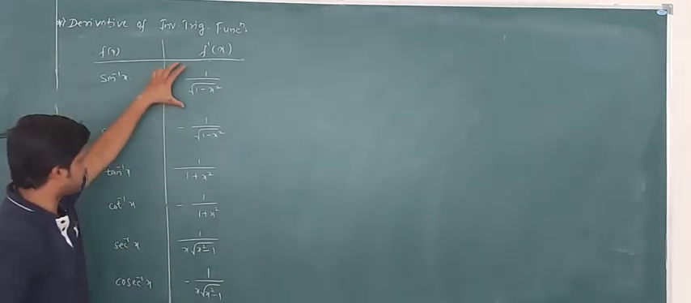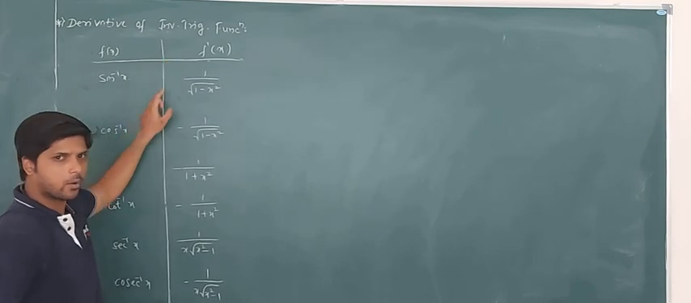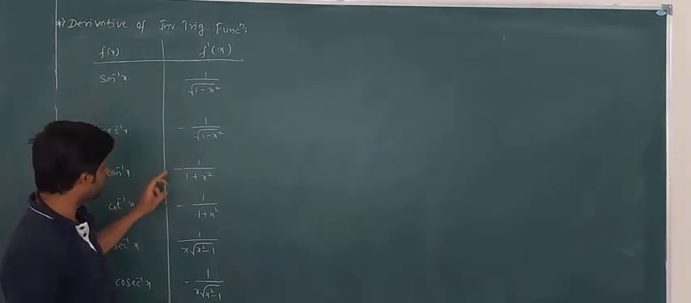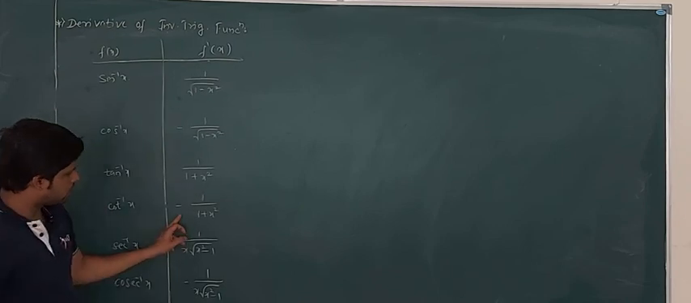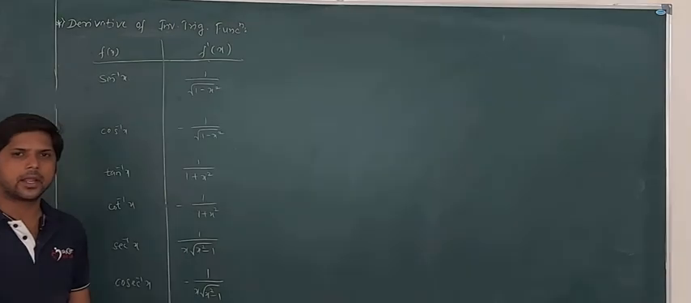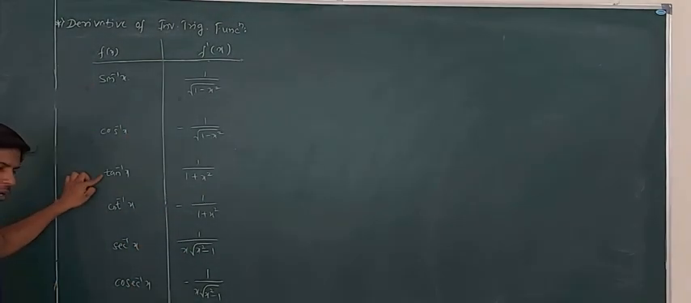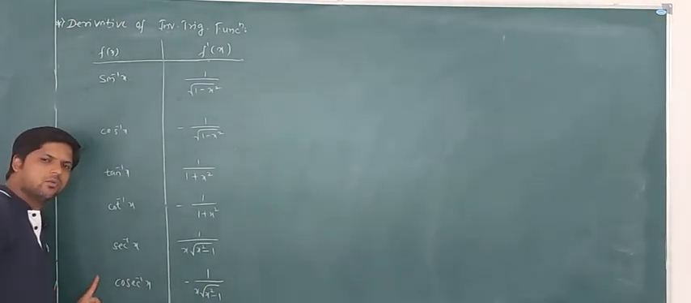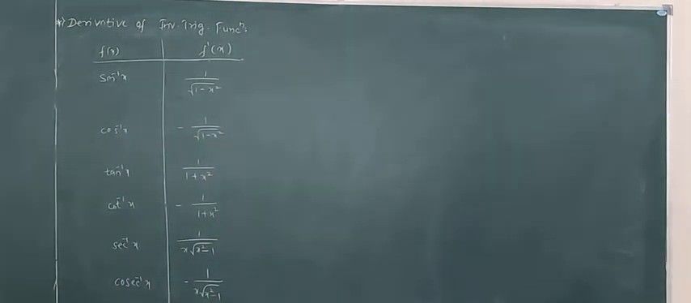The first two are the same, the second two are the same, the third two are the same, but with opposite signs. First one is positive, second one is negative, third one is positive, fourth one is negative, again fifth one positive, sixth one negative. Try to remember in this order only: sine inverse, cos inverse, tan inverse, cot inverse, secant inverse, cosec inverse. Okay, write it down.